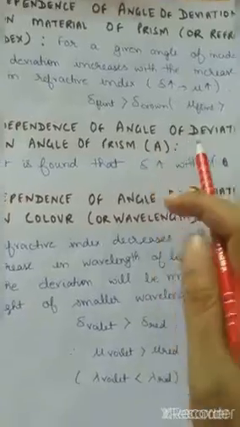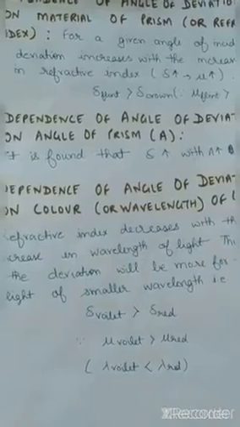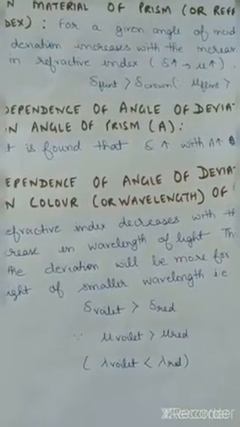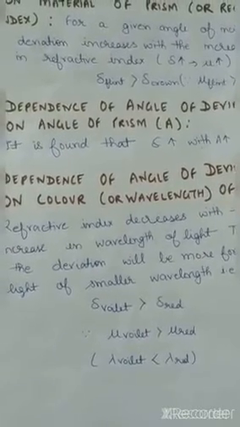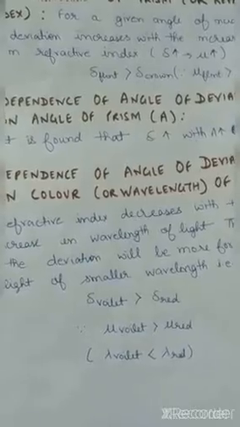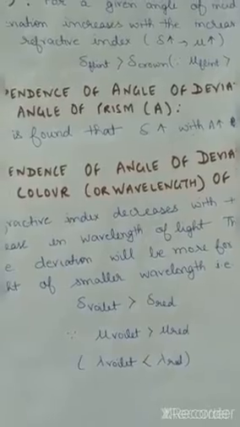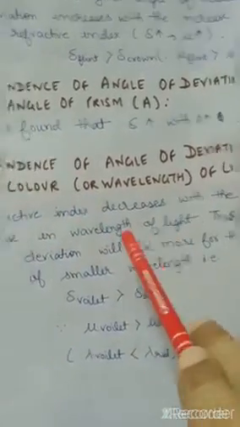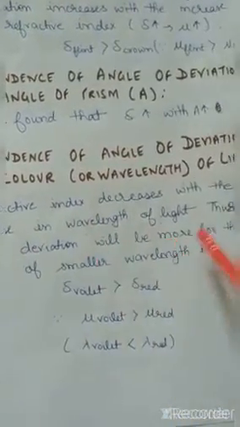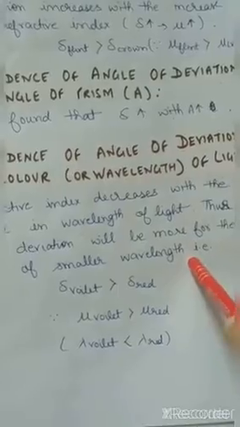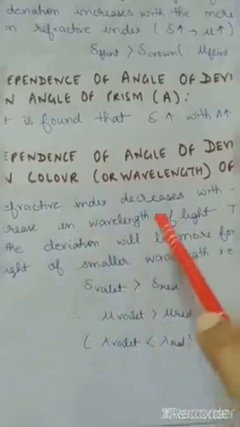Just now I told you that angle of deviation increases with the increase in refractive index, and refractive index depends on wavelength. In the first part of the chapter, we had discussed how the refractive index varies with wavelength, and wavelength depends on speed of light. We all had discussed this. So in this case, refractive index decreases with the increase in wavelength of light. We know that. Then the deviation will be more for the light of smaller wavelength. Refractive index, we know, decreases with the increase in wavelength of light.